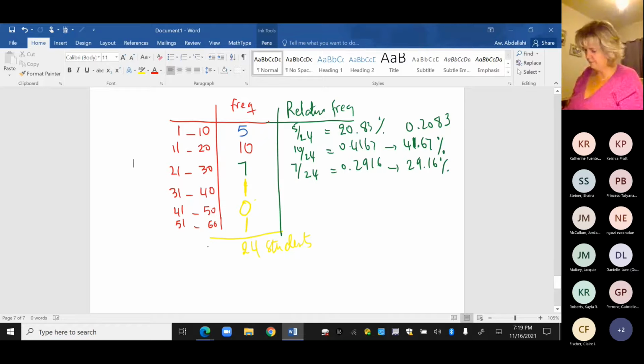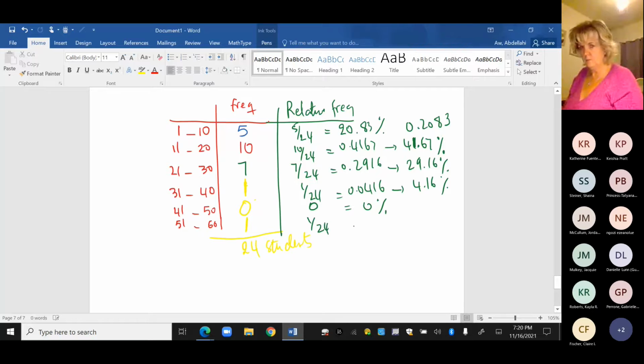And then 1 over 24, which is 0.04167, right? Which is about 4.16%. And finally, this is 0, which is 0%, right? And this is the same thing, 1 over 24, which is about 0.0416, which is 4.16%.